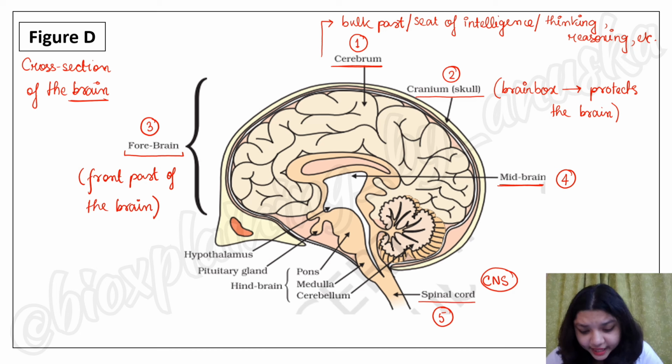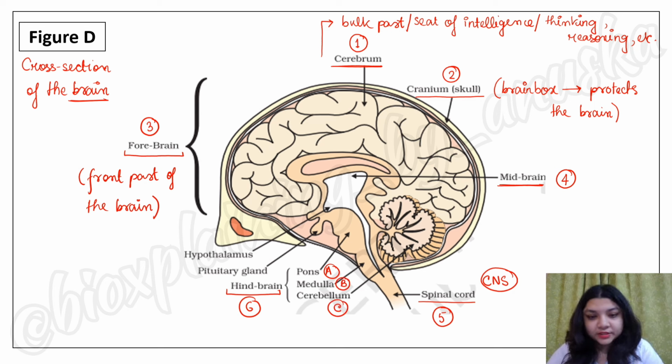Then what do we have? Part number 6. So part number 6 here is made of A, B, C. A is the pons, then B is the medulla, then C is the cerebellum, right? What do we mean when we say medulla? The full term, I'll just mark out B here in full. This is the medulla oblongata, right? I guess you all know the meaning of medulla oblongata.